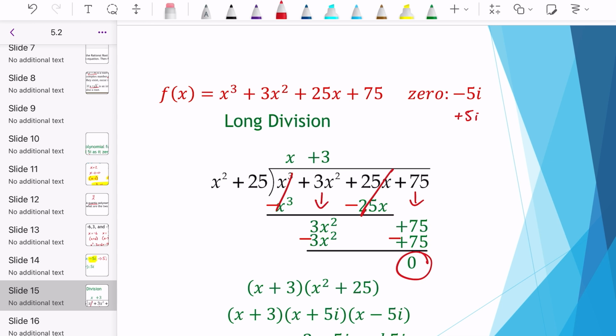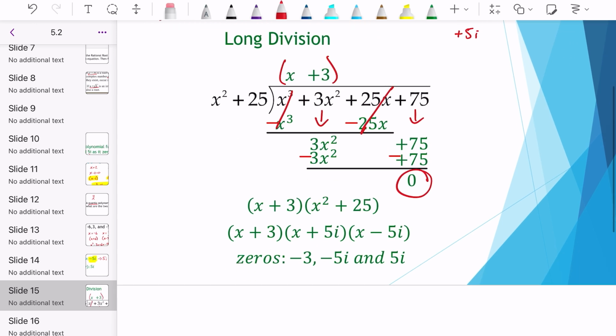If our last factor is x plus 3, we would have to set it equal to 0 and solve for our zeros, which is negative 3, negative 5i, which we had from the beginning, and a positive 5i.